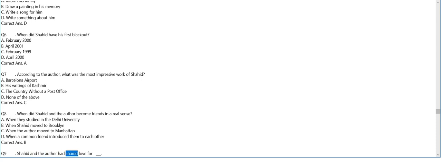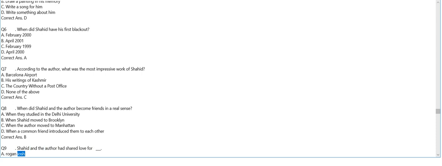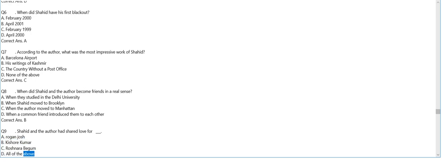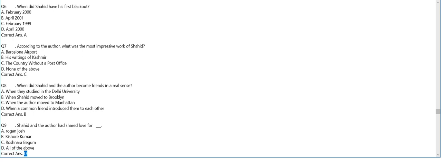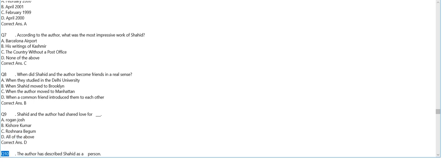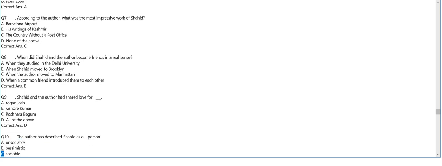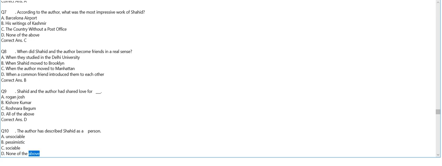Q9. Shahid and the author had shared love for A. Rogan Josh. B. Kishore Kumar. C. Roshnara Begum. D. All of the above. Correct answer: D. Q10. The author has described Shahid as a person. A. Unsociable. B. Pessimistic. C. Sociable. D. None of the above.